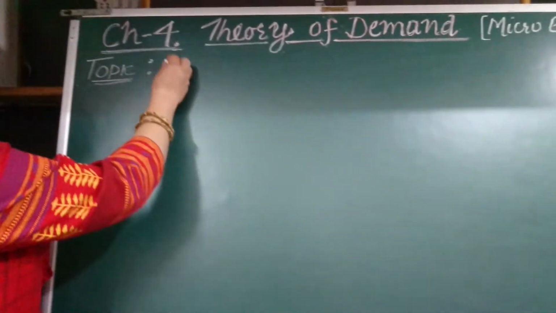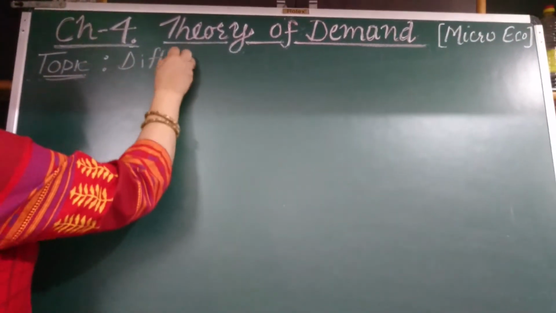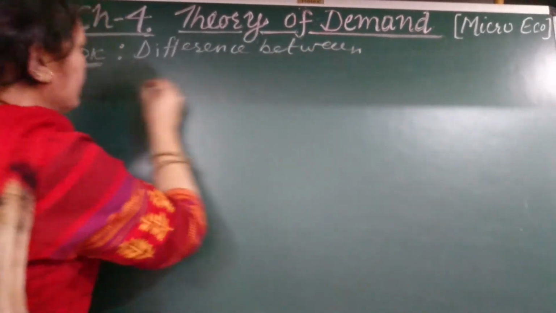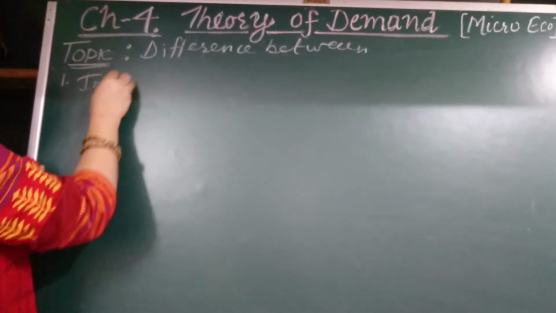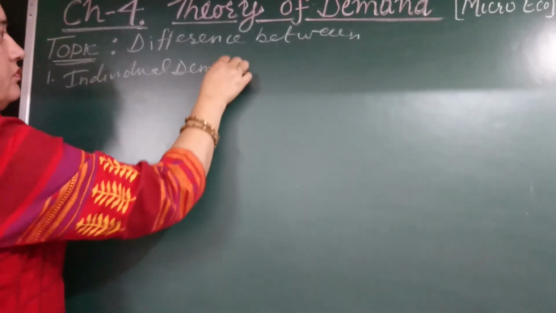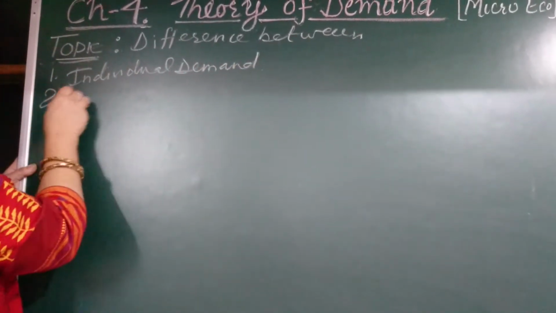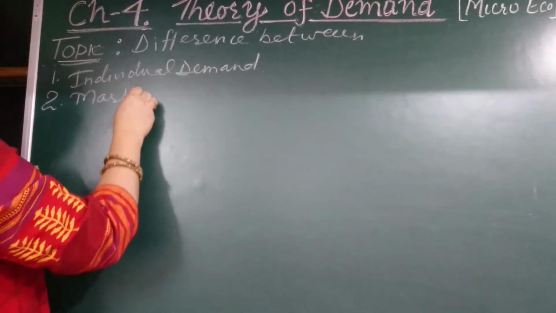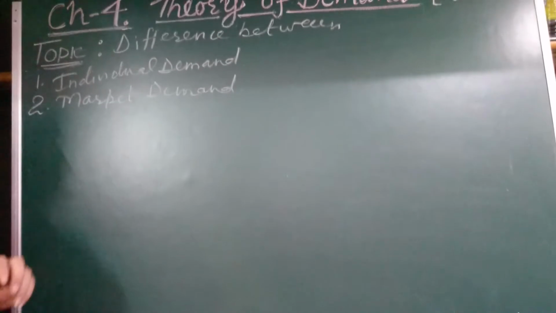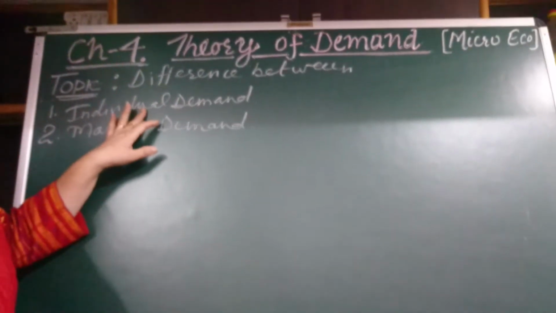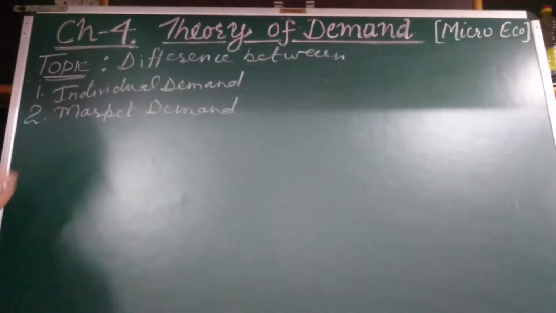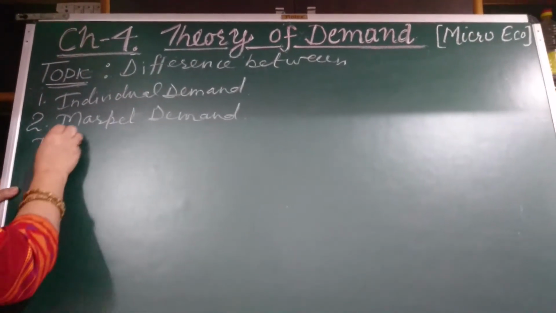Topic is the difference between number 1 individual demand, number 2 market demand. We have already discussed individual demand schedule and individual demand curve. Now let us clear market demand schedule and market demand curve.